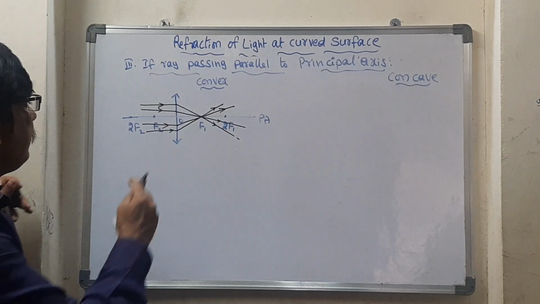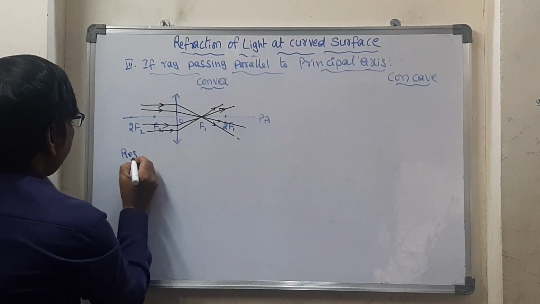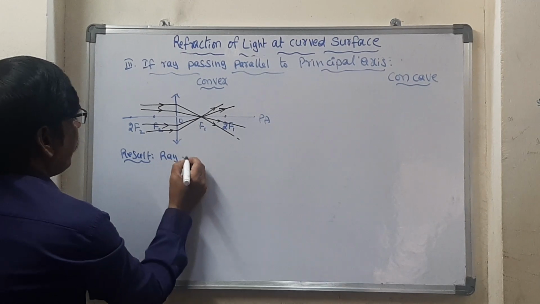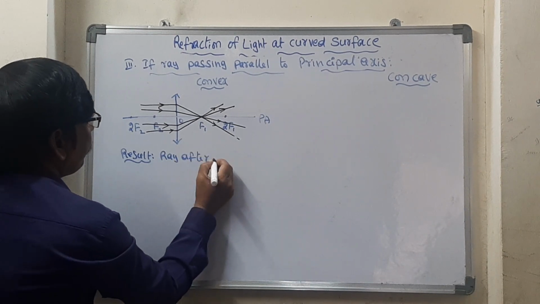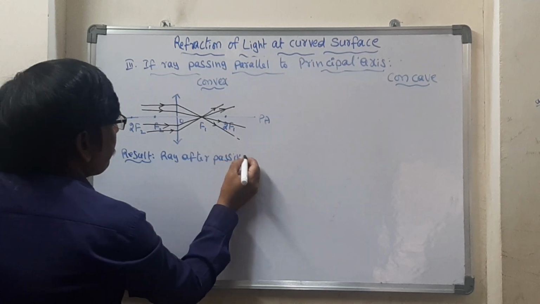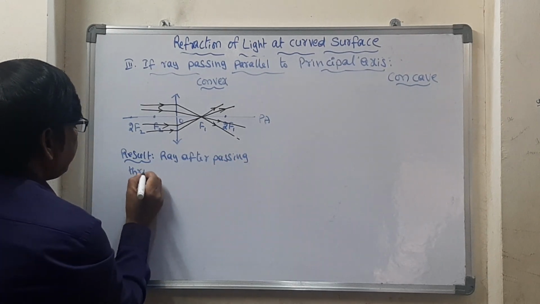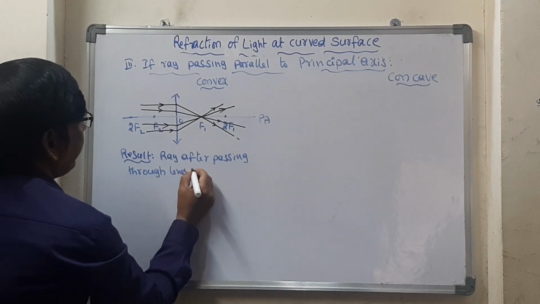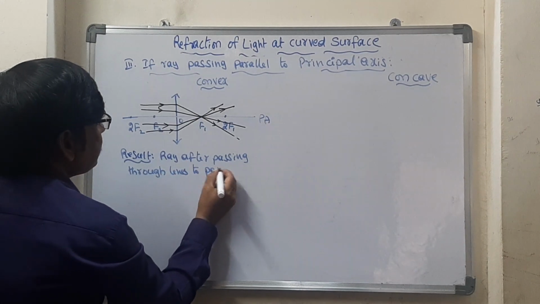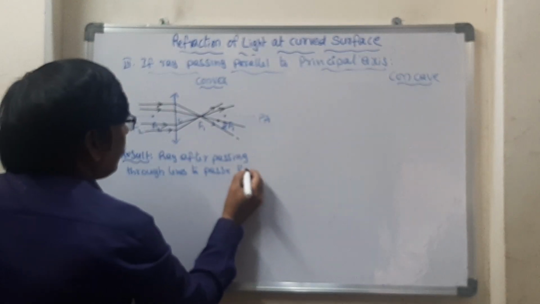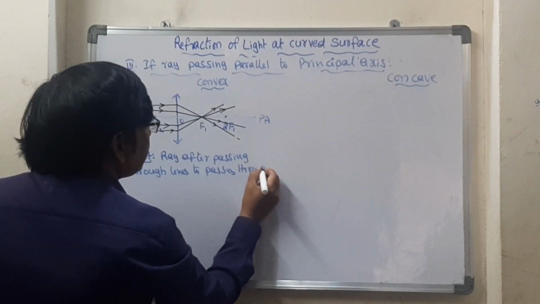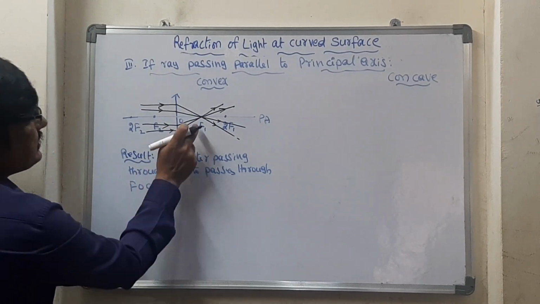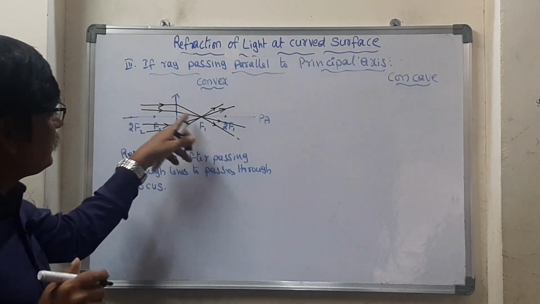Okay, that result now let us write. What is the result? Ray after passing through lens, it passes through focus. It passes through focus, that's it. It is traveling, passing through the focus.